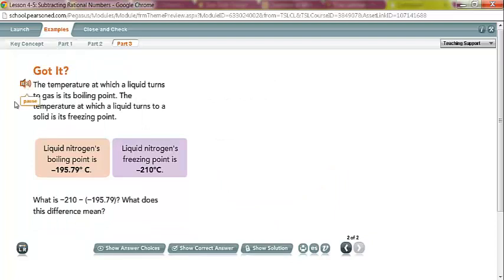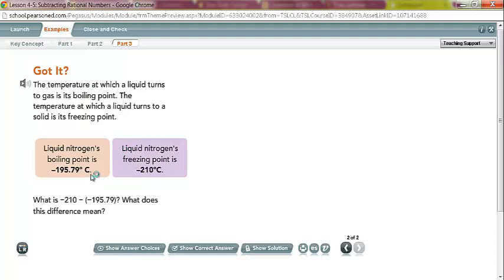The temperature at which a liquid turns to gas is its boiling point. The temperature at which a liquid turns to a solid is its freezing point. Liquid nitrogen's boiling point is negative 195.79 degrees Celsius. Liquid nitrogen's freezing point is negative 210 degrees Celsius. What is negative 210 minus negative 195.79? What does this difference mean?